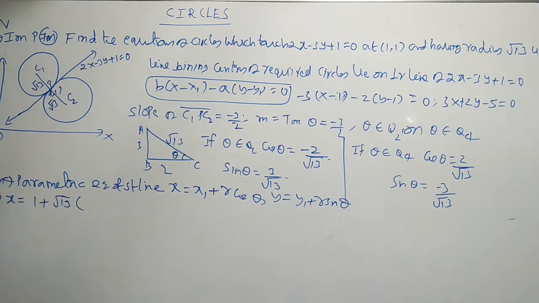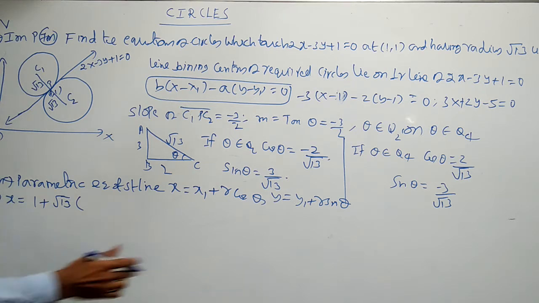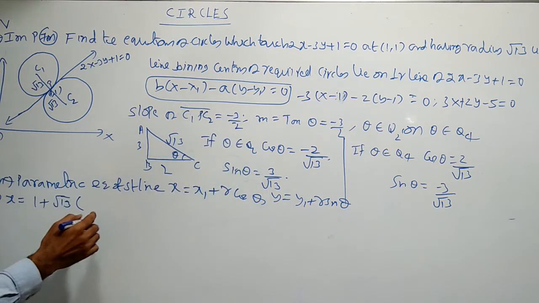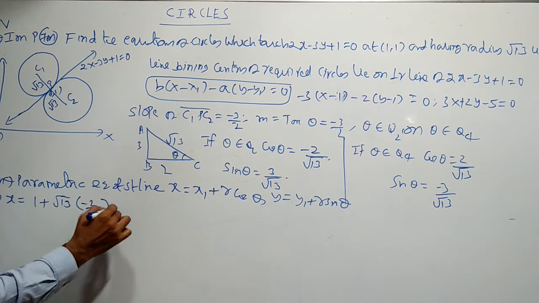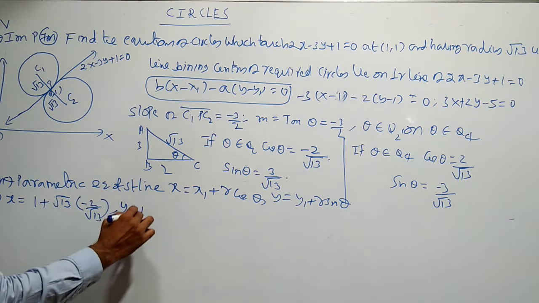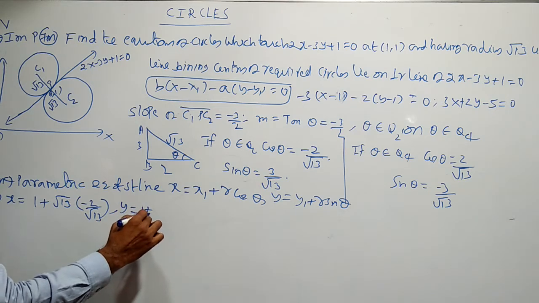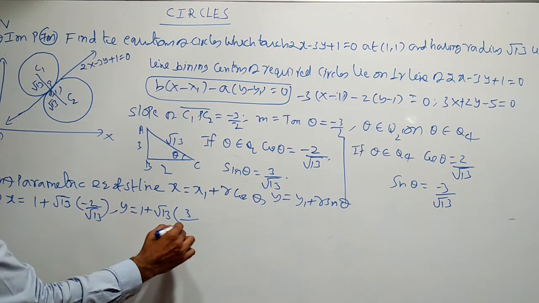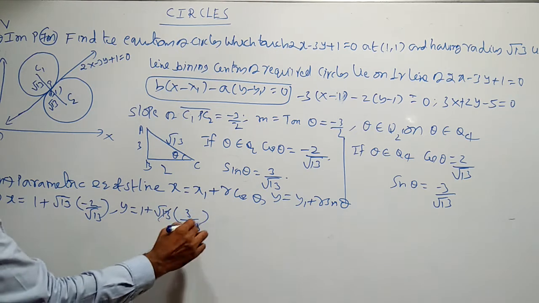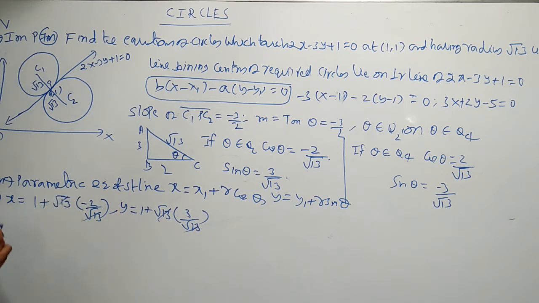Case 1, put a side heading case 1. Taking this cos theta and sin theta, x = 1 plus root 13 into minus 2 by root 13, and y = 1 plus root 13 into sin theta, which is 3 by root 13. Root 13 gets cancelled. Center C1 is 1 minus 2, which is minus 1, and 1 plus 3, which is 4.